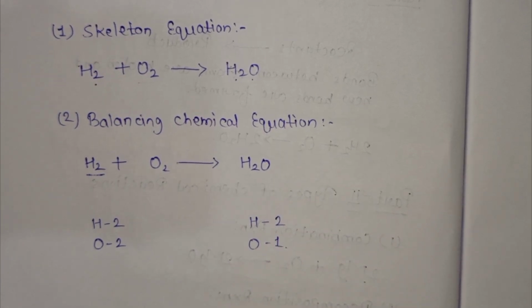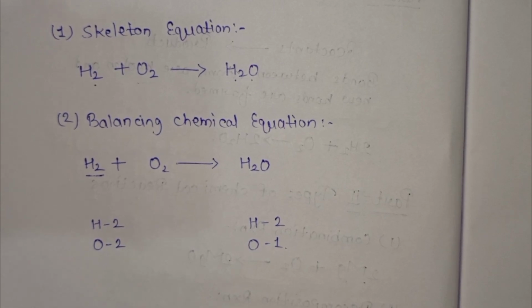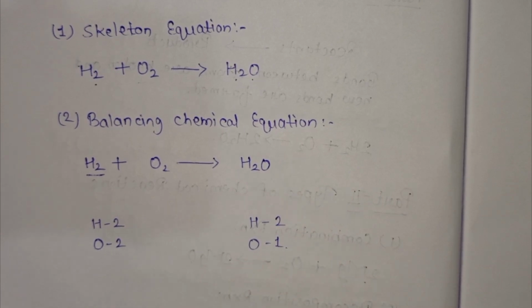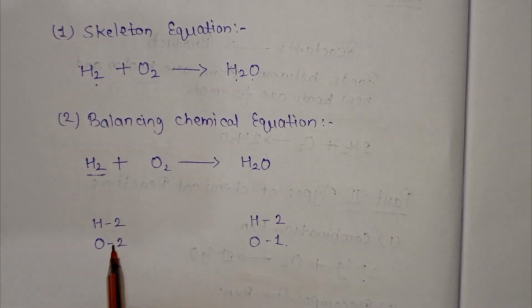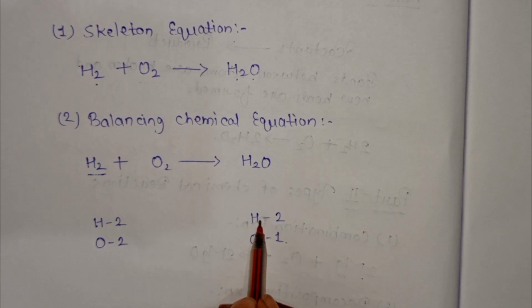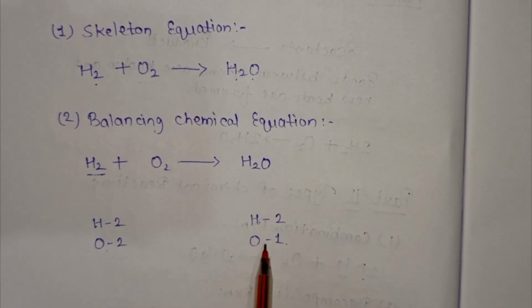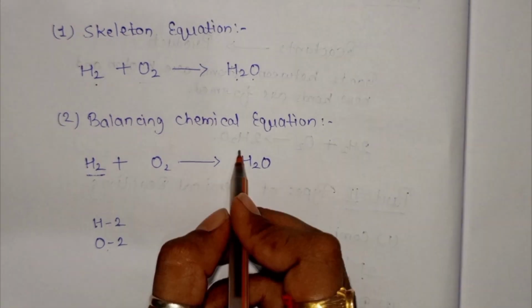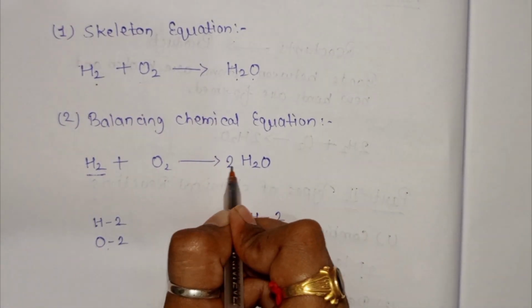Second, adjust the coefficient, the number in front of the formula, so that the number of atoms on both sides becomes equal. For now, we have to put a number in front of the formula to make the balance. So what should we do? We should count here. Hydrogen atoms are 2 on the reactant side and the same on the product side. Oxygen atoms are 2 on the reactant side, but there is only one oxygen atom on the product side. So we simply put 2 here.